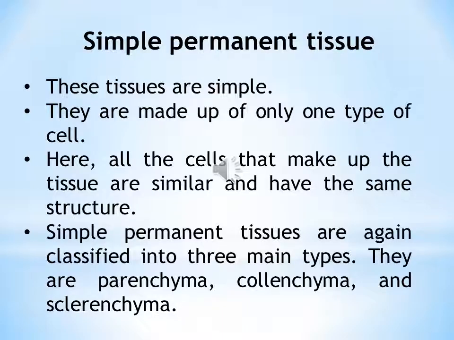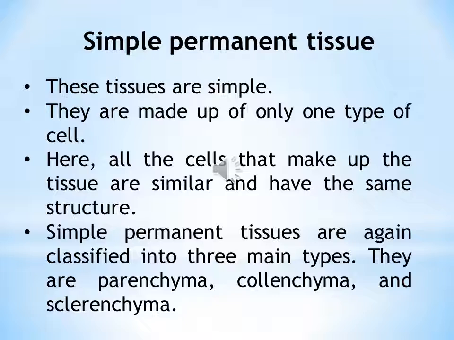Children, so far we have discussed meristematic tissue. Meristematic tissue is a temporary kind of tissue, we can say, because the cells keep on dividing and they also keep on differentiating into different types of cells. Now we are going to talk about simple permanent tissue. Permanent, why permanent? Because these types of cells which are once made, they remain of that kind only. They do not differentiate into any other type of cell.